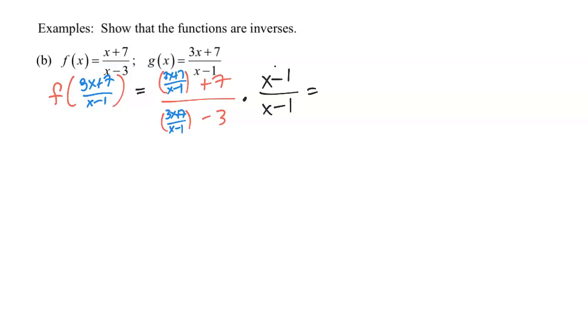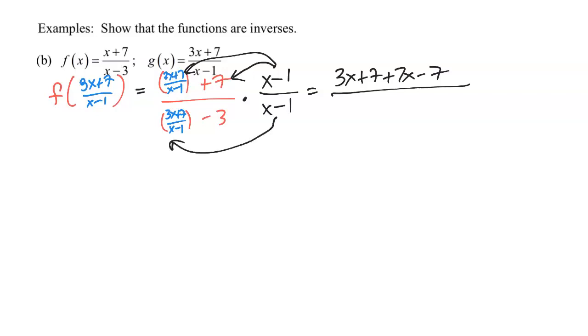I'm going to distribute x minus 1 to this first fraction, which is going to make that denominator cancel, and I'm just going to end up with 3x plus 7. And then I'm going to distribute x minus 1 to my 7. And so that's going to end up giving me 7x minus 7. In the denominator, I'm going to do the exact same thing. So x minus 1 multiplied by that fraction is going to leave me with 3x plus 7. And then x minus 1 multiplied by a negative 3 is going to give me minus 3x and then plus 3.